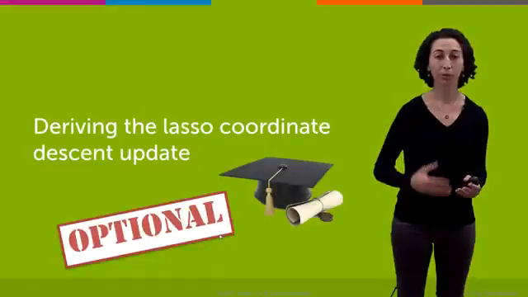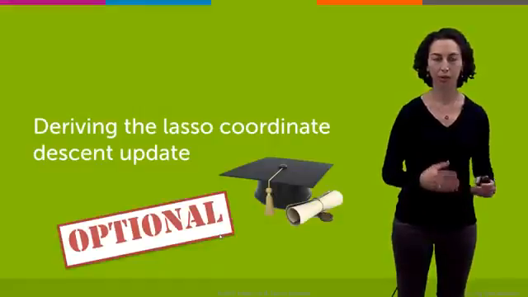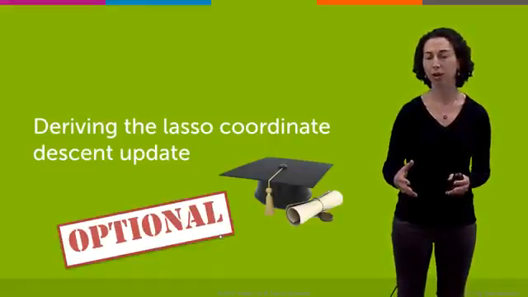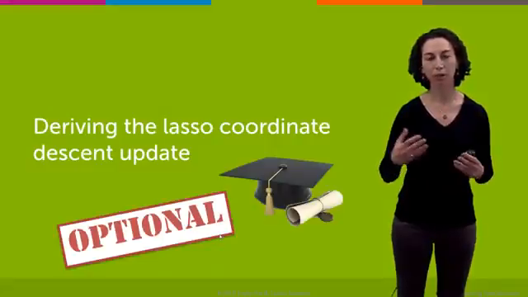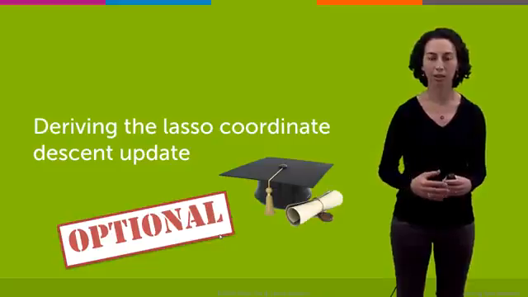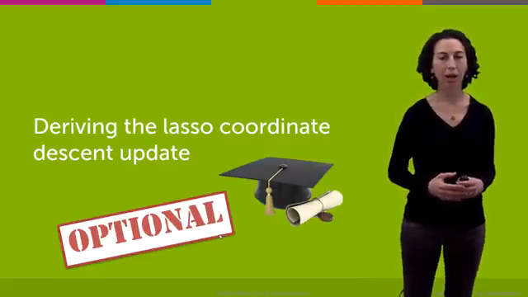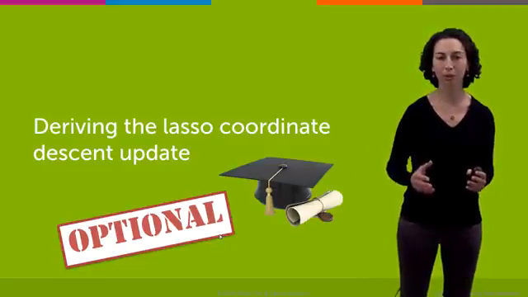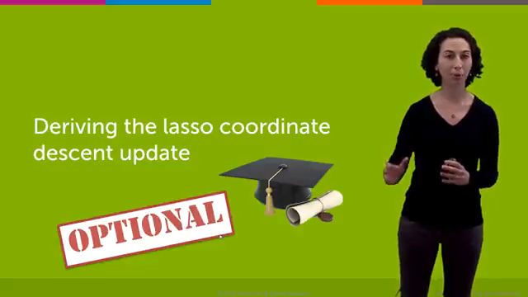Up to this point, we've derived our coordinate descent algorithm for least squares, and we've discussed what the variant is for lasso, but we didn't derive explicitly why our coordinate descent algorithm for lasso has that soft thresholding form. And for completeness, we're going to include the derivation, but as an optional video.